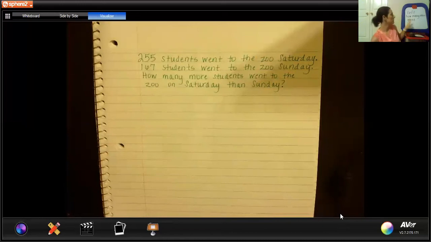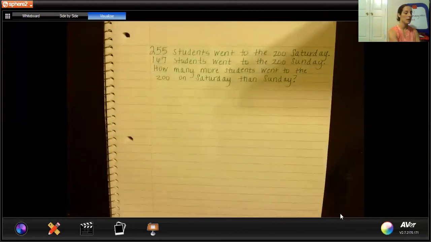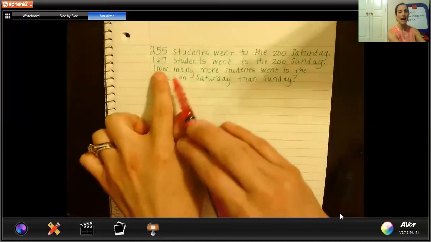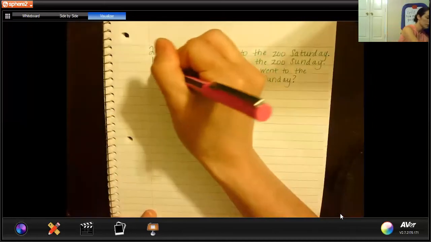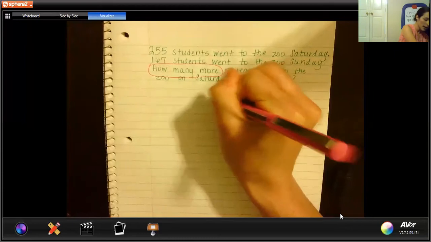So remember, we're looking for our keywords. We're looking for how many were left, how many more, he gave away. So we're looking for those keywords when we analyze our problem. Okay? When I look at my question, it says how many more? So that is very important because that is telling me we are going to subtract.